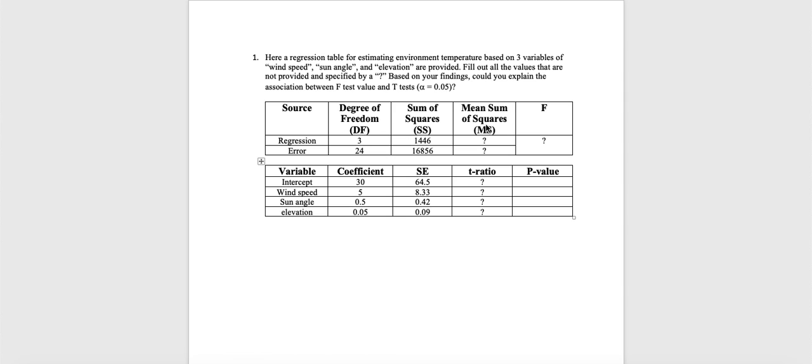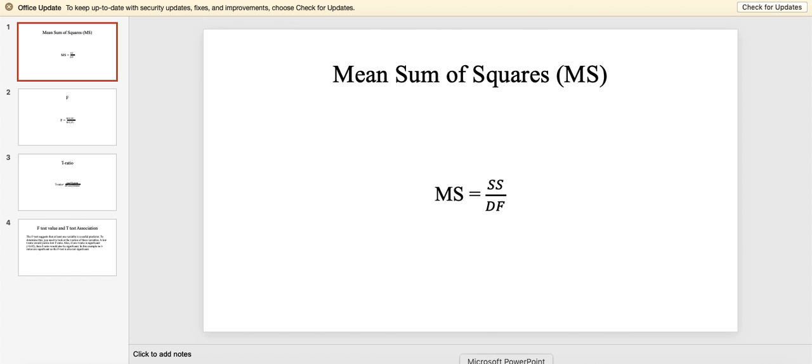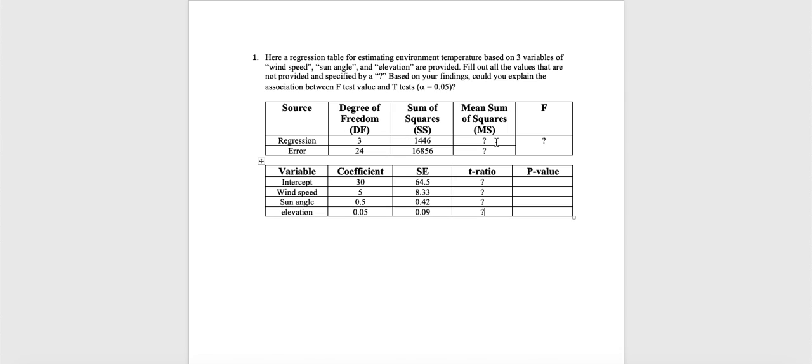So starting off on the table, our mean sum of squares, the formula for that is our sum of squares divided by degrees of freedom. So what that means is our mean sum of squares for regression is our sum of squares regression divided by degrees of freedom. So 1446 divided by 3. And this gives us 482. Our mean sum of squares error, which is 16856 divided by 24, gives us 702.3 repeating.